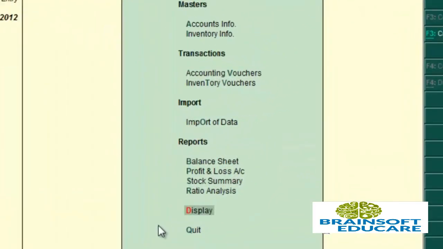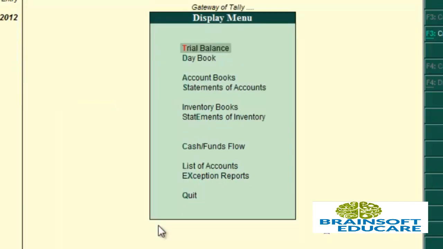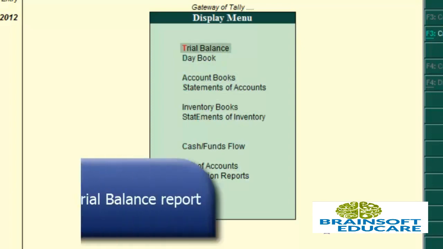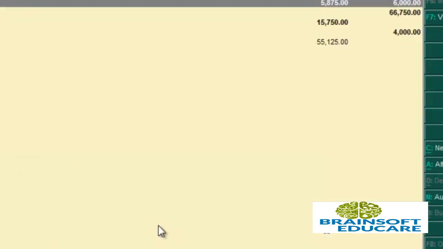Go to the Gateway of Tally and select the Reports option. In the Reports option there is an option called Display. Enter into that Display option, and in the Display menu you can see various types of reports, each of which has a special purpose, but currently we will see only one report, which is the Trial Balance. So enter into the Trial Balance.